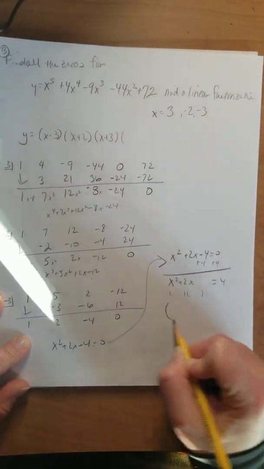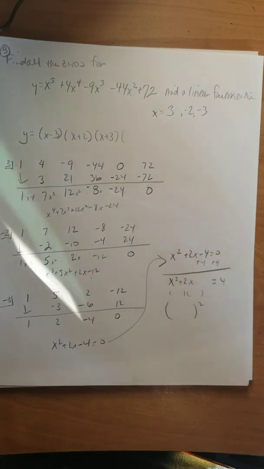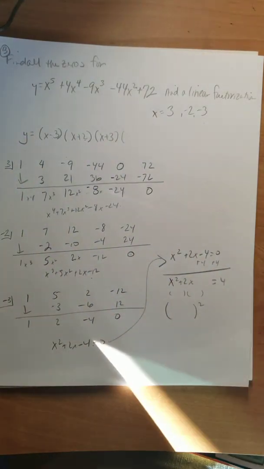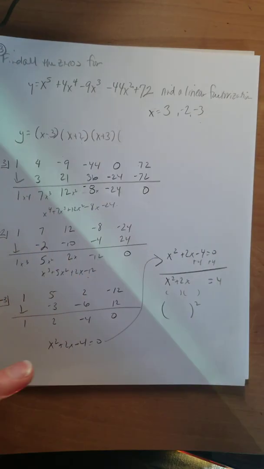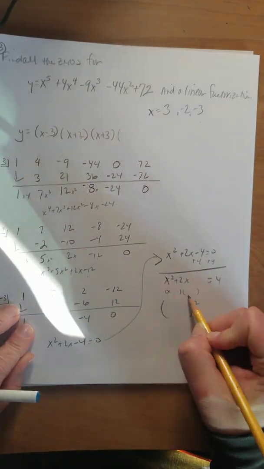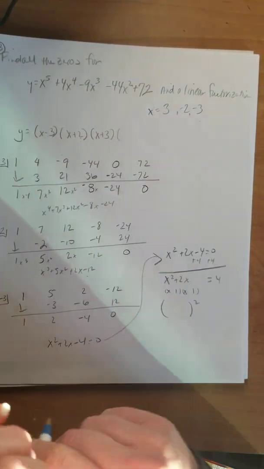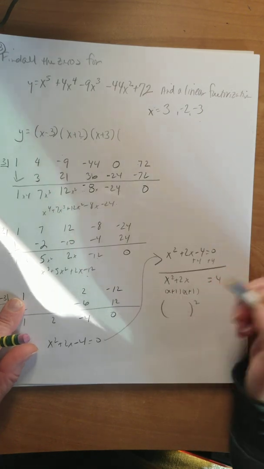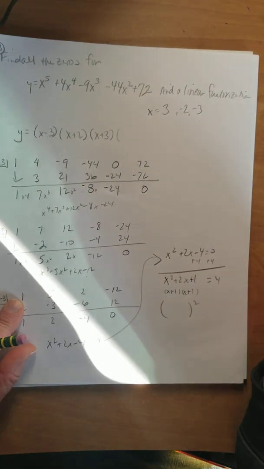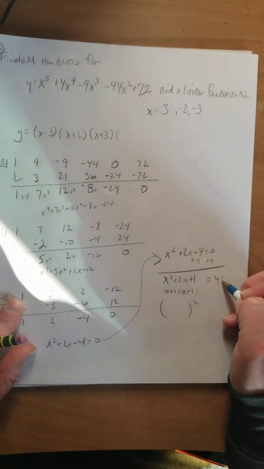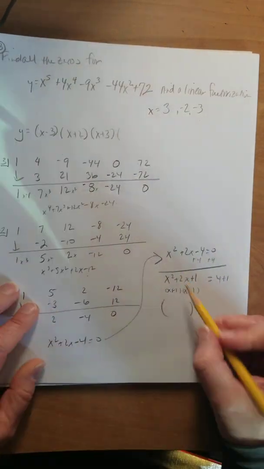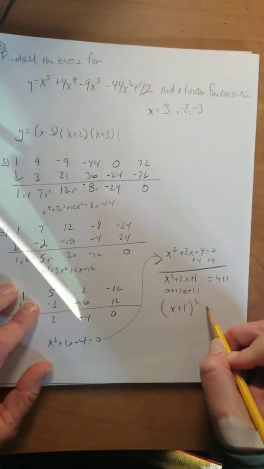Remember, I want to get something times something, which is something squared. So this is going to be an x and an x. To get 2, we're going to have 1 and 1. Let's go plus and then plus. That means I need a plus 1 here, right? So if I add 1 here, I have to add 1 there. So I'm going to have x plus 1 squared equals 5.